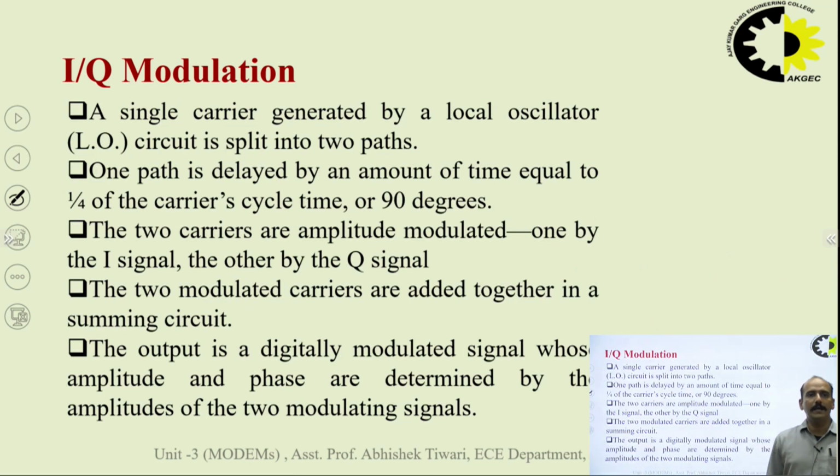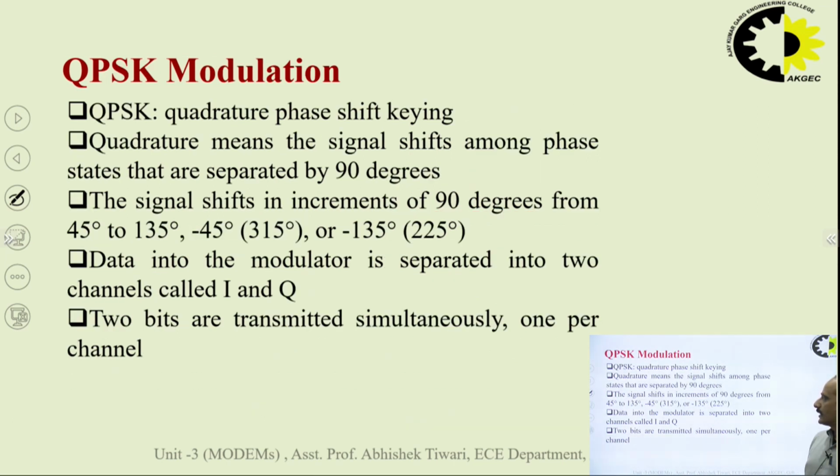So what is the main help of this? One path is delayed by an amount of time equal to 1/4 of the carrier cycle time, and that is 90 degrees. So the two carriers are amplitude modulated, one by I and the other by Q, and the two modulated carriers are added together in a summing circuit. So the output is a digitally modulated signal whose amplitude and phase are determined by the amplitudes of the two modulating signals. You can see that in basic terms this point is going to be covered by QPSK.